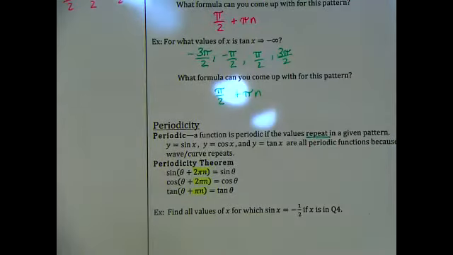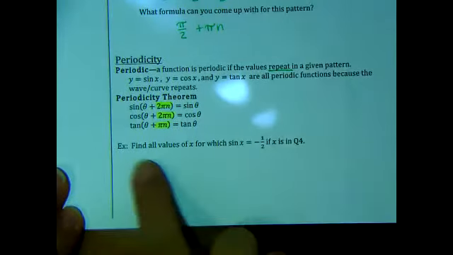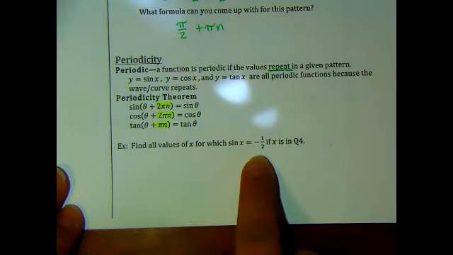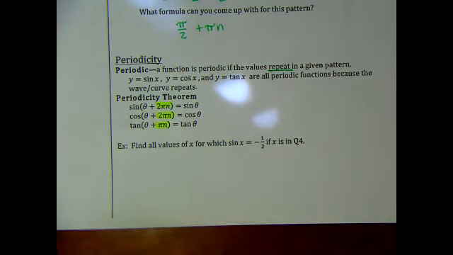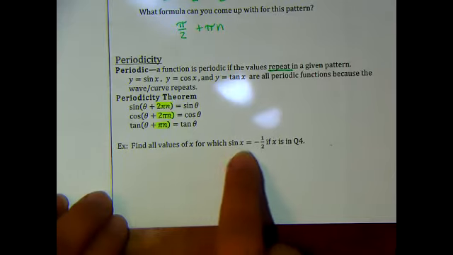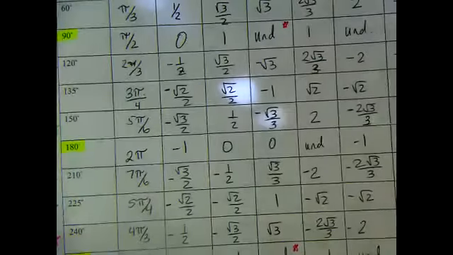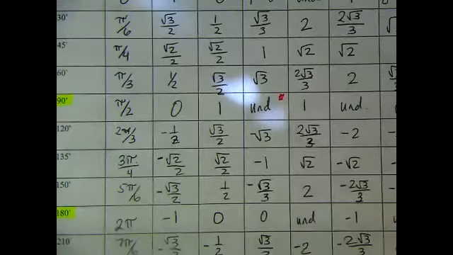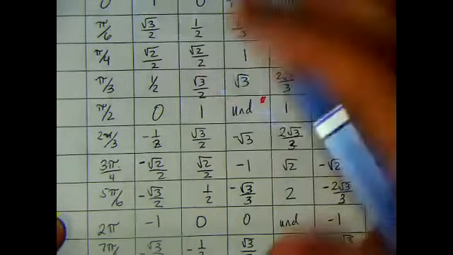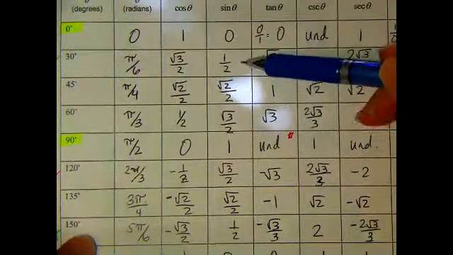So let's take a look at one of these examples here. Find all values of x for which sine of x is equal to negative 1/2 if x is in quadrant 4, okay? So first let's see what values of x make sine of x equal to a negative 1/2. If you don't remember off the top of your head, this is why I had you pull your trig charts and your functions out. So I look under sine of x, and I'm looking for negative 1/2.